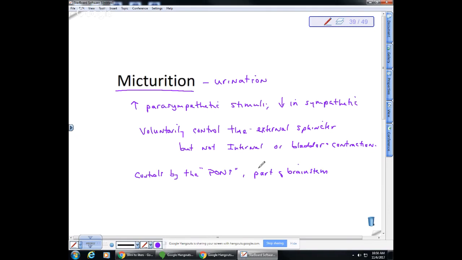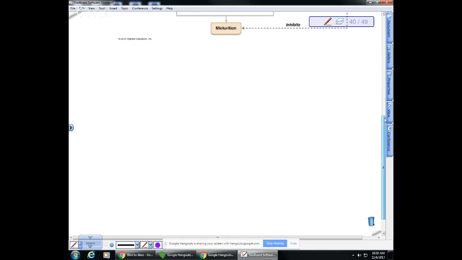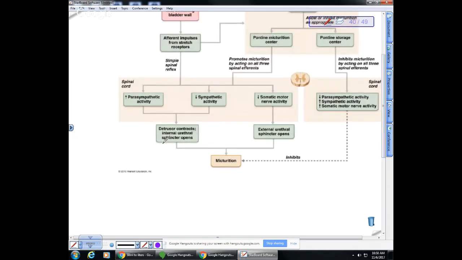So there's actually some neurons that control storing urine, and then there's some neurons that will send a signal out and will cause urine to be expelled from the bladder. And so in your book, there's this diagram that shows this, right? So here's the simple reflex. So you get your bladder wall stretches, right? And it sends it to the spinal cord. You increase the parasympathetic, decrease sympathetic, and then that muscle, that pelvic floor muscle, which is called the detrusor muscle, contracts, the internal sphincter opens, and then you have urination.